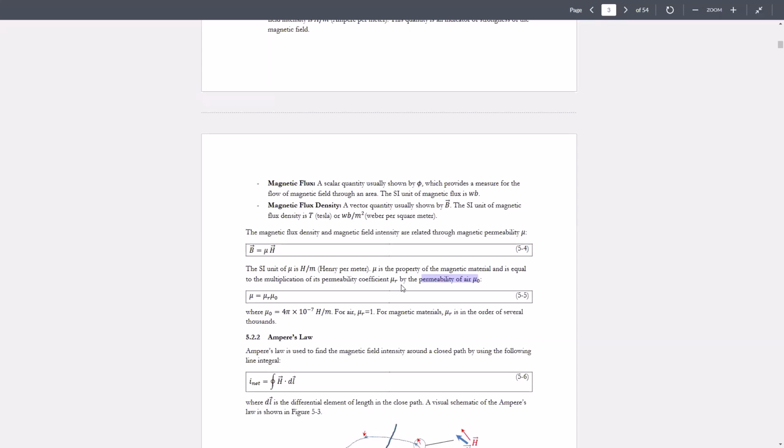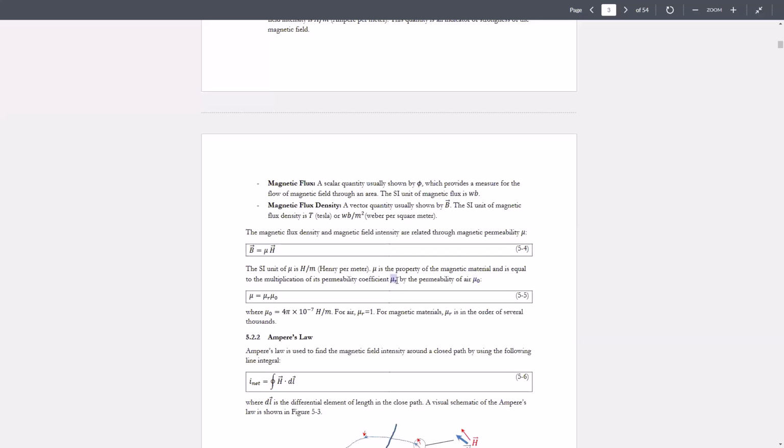Mu zero is the permeability of air. To get an idea of how much mu r could be for strong magnetic materials, mu r could be around a few thousand times mu zero. That means when magnetic fields go through an area, if that area contains open air versus certain magnetic materials, the amount of magnetic field that goes through the magnetic material is much, much more than through the open air.